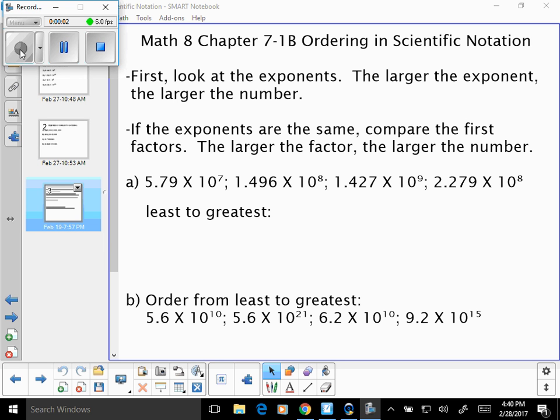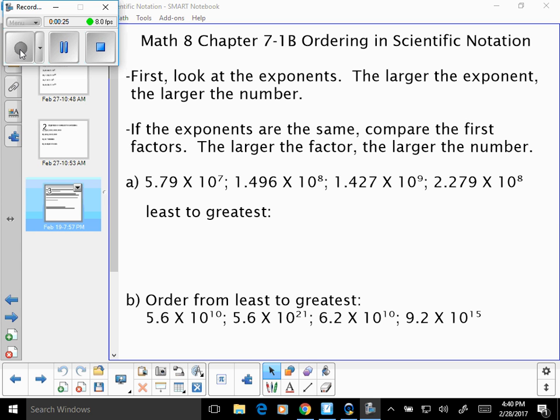Okay, 8th graders, this lesson is Chapter 7.1b, Ordering in Scientific Notation. We can actually take numbers written in scientific notation and order them from either least to greatest or greatest to least. The first thing you need to do is look at the exponents. The larger the exponent, the larger the number.